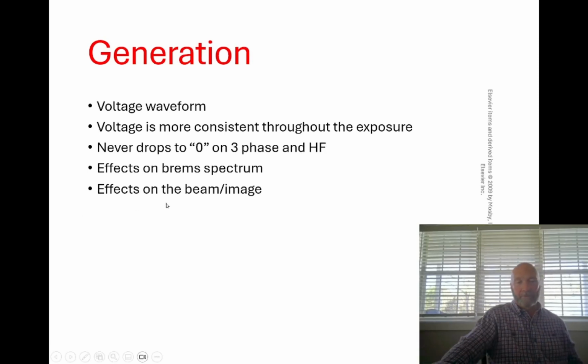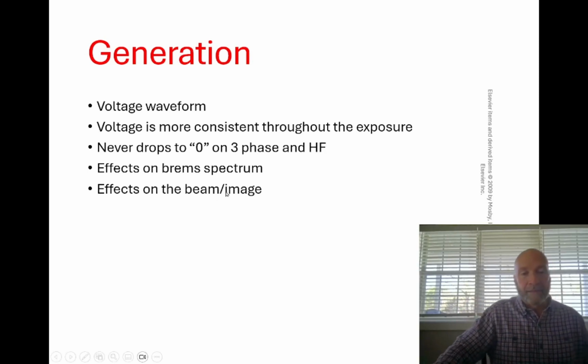So that's what you would do: you would change your mAs from single-phase to three-phase or high frequency. You have to decrease your mAs from either one of those, from three-phase or high frequency to single-phase, you're going to have to increase your mAs.